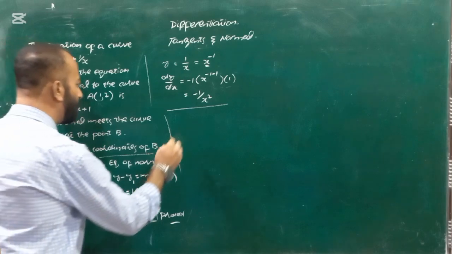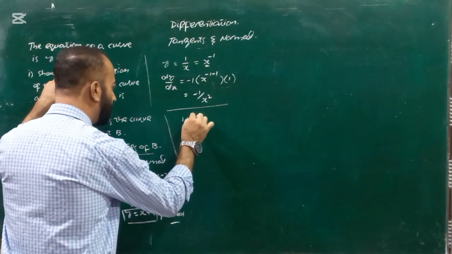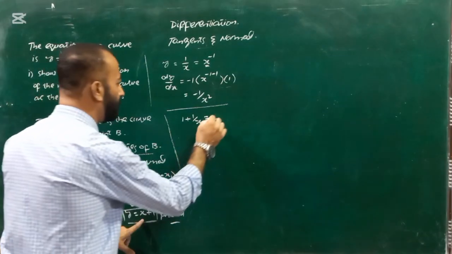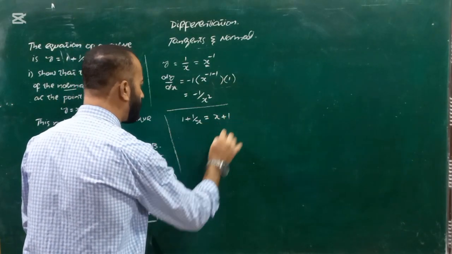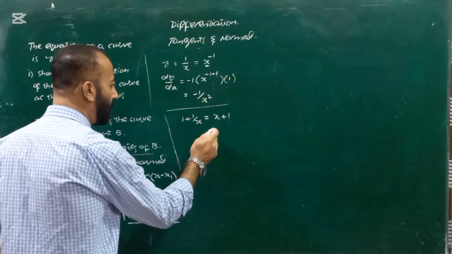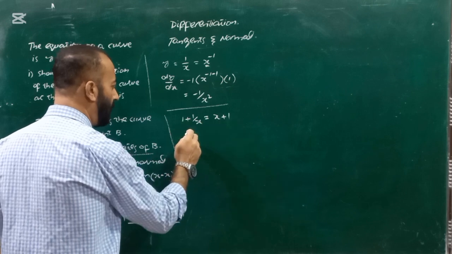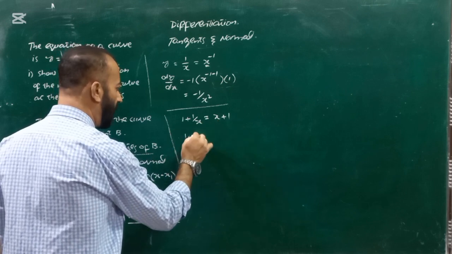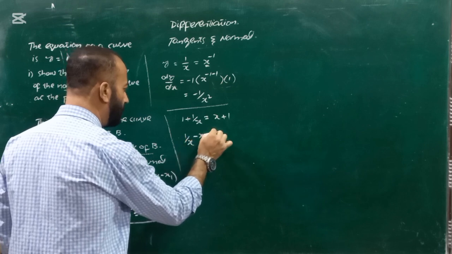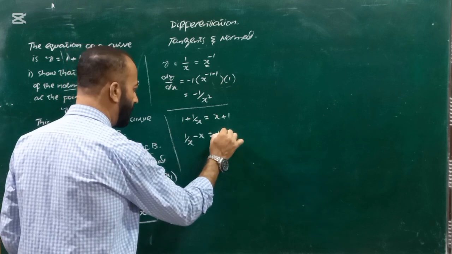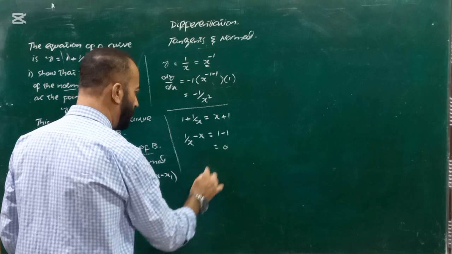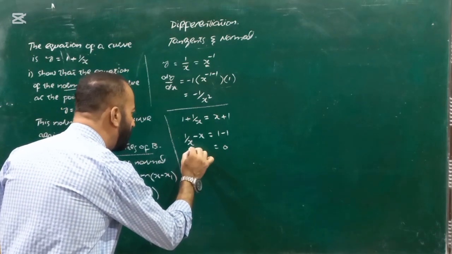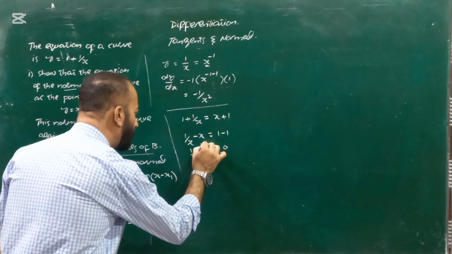So it means 1 plus 1 over x will be equal to x plus 1. Okay, this 1 plus 1 over x is here. This x will come to the left side and this 1 will go to the right side. So on the right side we have 0 now. Take the LCM of the left side. Here is x, so it will be 1 minus x square.